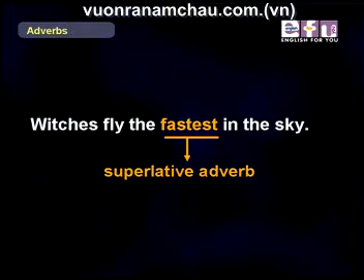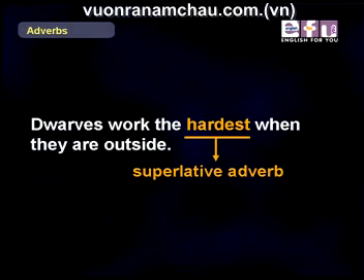Now, superlative adverbs occur in comparisons of three or more things. In the third sentence, fastest is a superlative adverb. It compares witches to all the other things on earth. And in the fourth sentence, hardest is a superlative adverb. It describes one situation, dwarves working outside, to all other situations.